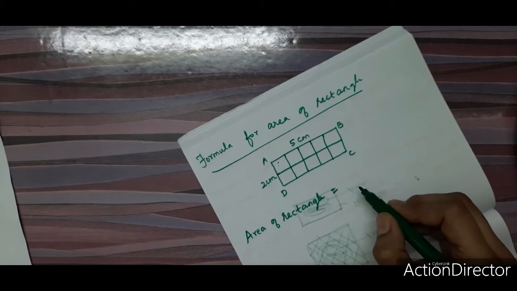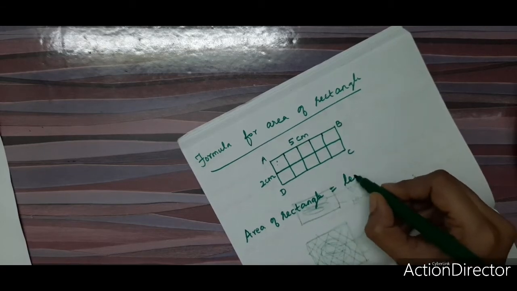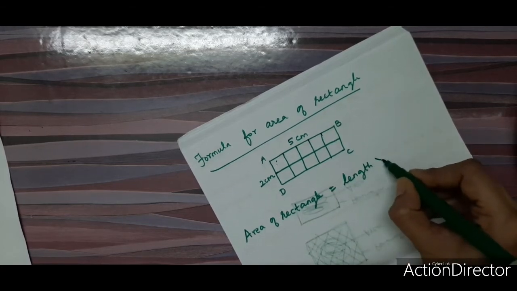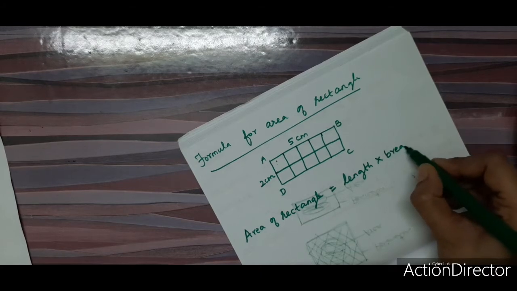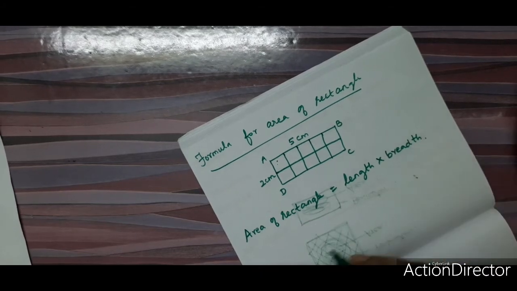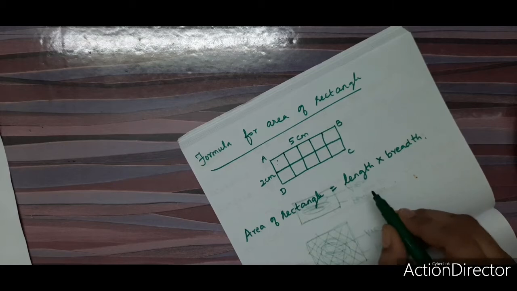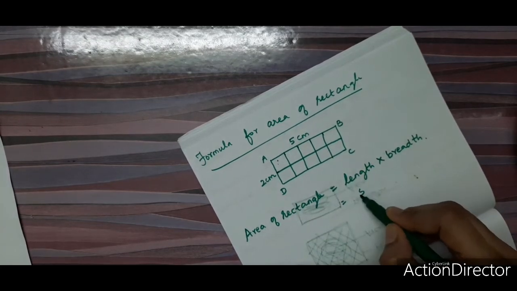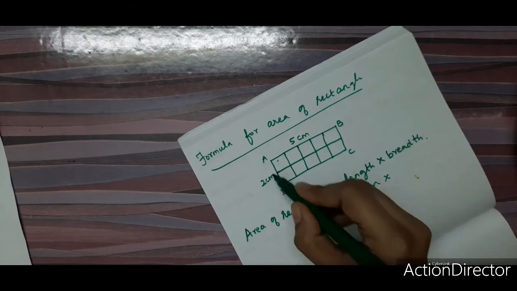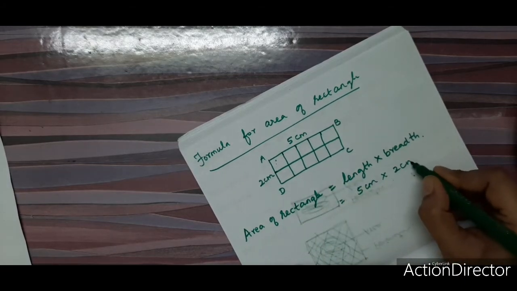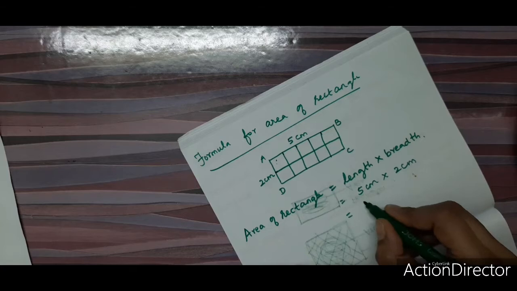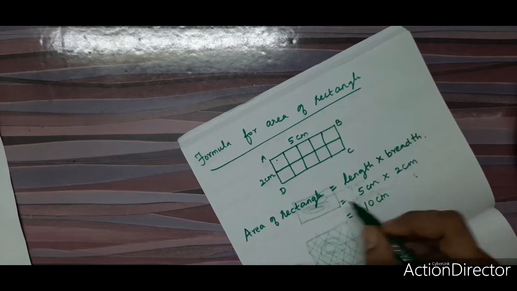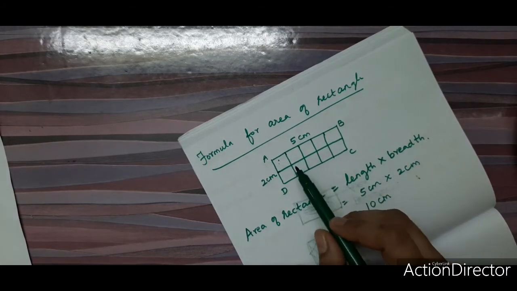Area of rectangle. So the formula is length into breadth. So the formula for area of rectangle is length into breadth. So what is the length here? 5 centimeters and the breadth is 2 centimeters. What is 5 2s? 10 centimeters. Now you count and see how many boxes are there.